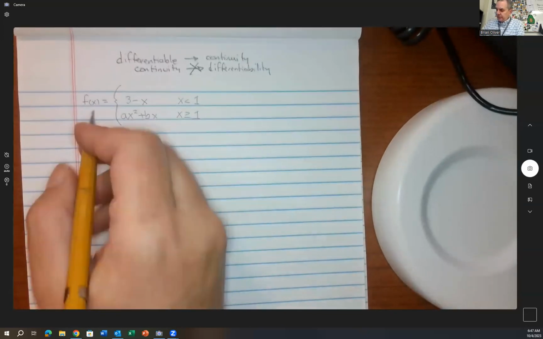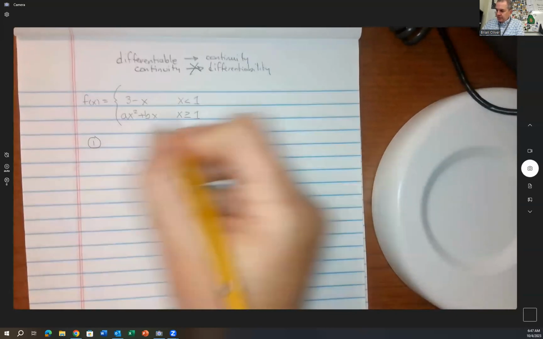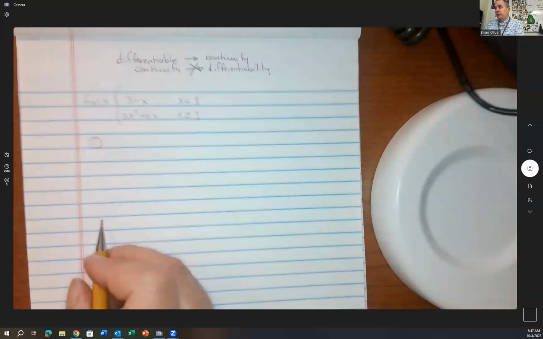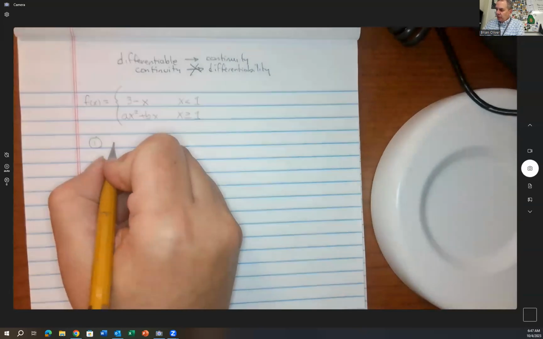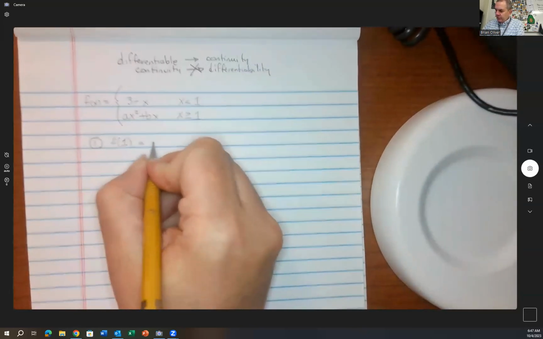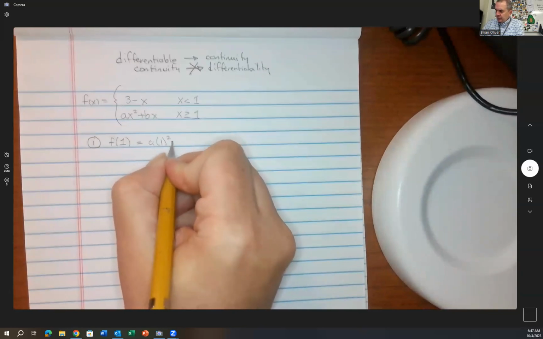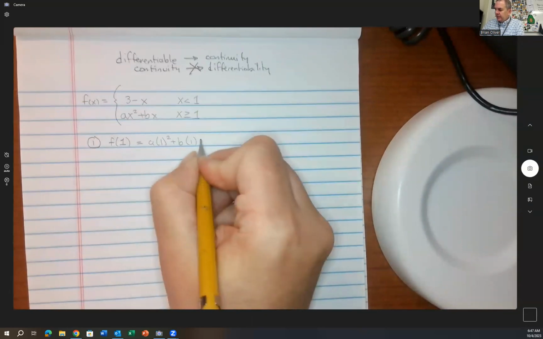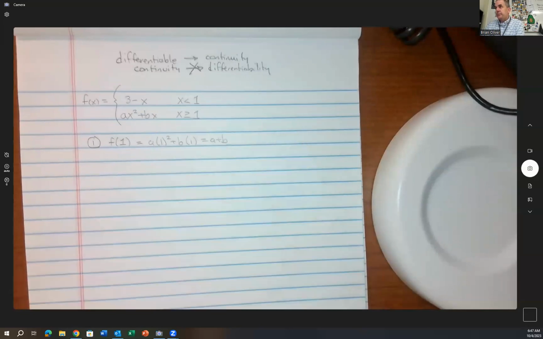Okay, so the first thing we're going to do is try to prove that this function is continuous. The first thing we look at is x equals 1, because that's where our piecewise function changes. Does f of 1 exist? f of 1 is going to equal a times 1 squared plus b times 1, which equals a plus b. So that's my first condition.